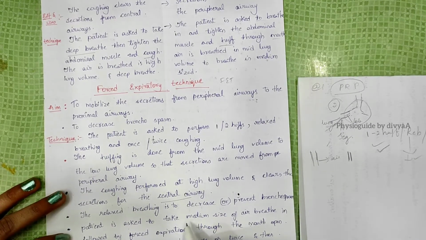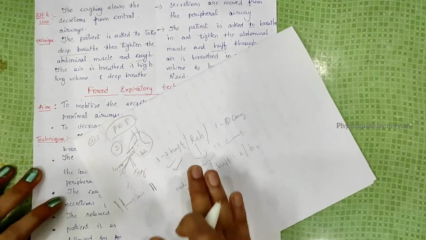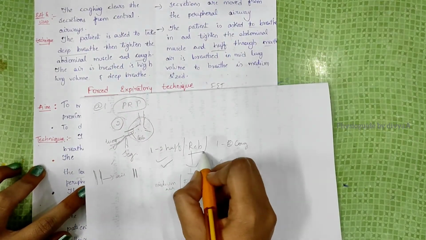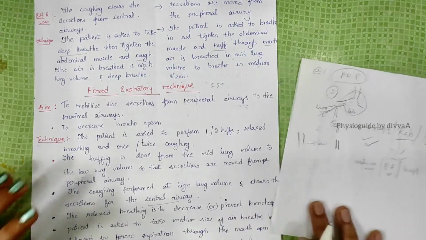The patient is asked to take a medium size of air, breathe in through the nose, followed by forced expiration through the mouth open. The patient is asked to huff once or twice and then breath control. So you understood? First one to two huffs, next relaxed breathing, and then one to two coughs must be done.